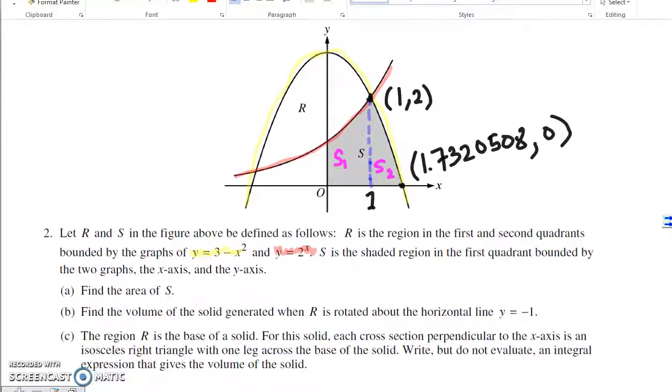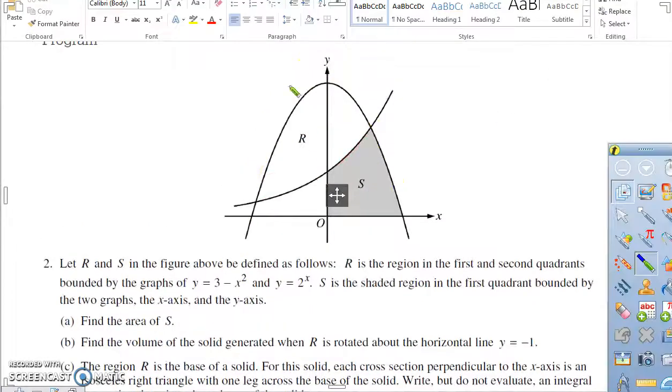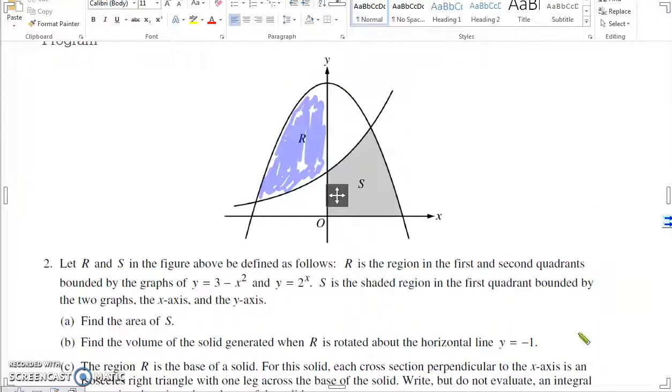So for part B now, what we have to do is focus on the other region, region R. So we're focusing on this region here. And now we're focusing on rotating around the line y equals -1, and the line y equals -1 is somewhere down here.